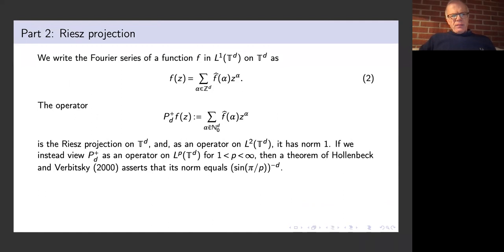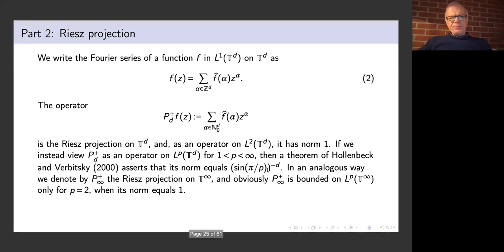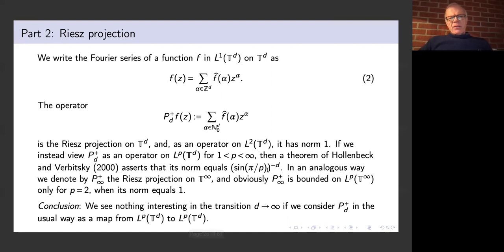If we instead view it as an operator on L^p, then there is a theorem of Hollenbeck and Verbitsky. Actually, that's a theorem for dimension one, but it lifts in a straightforward way to dimension d, and you know then what the norm of the operator is in dimension d. But if you go to infinite dimension, then obviously the Riesz projection is bounded on L^p only when p is 2, and then its norm is 1. So there is nothing interesting happening in the transition to infinite dimension if we consider the Riesz projection in the usual way as a map from L^p to L^p.